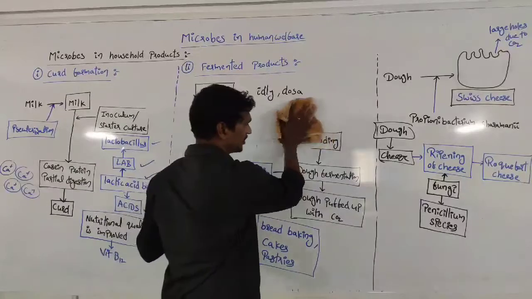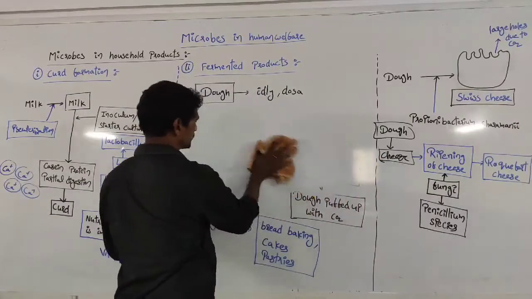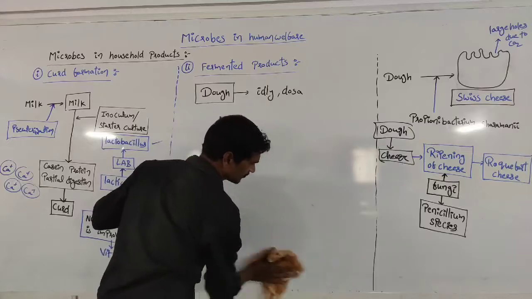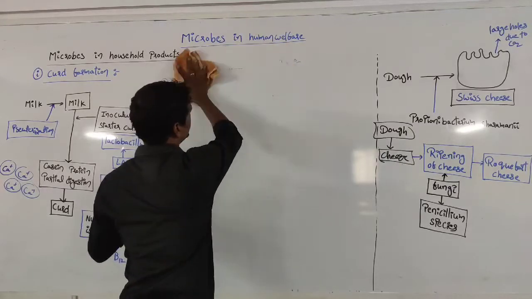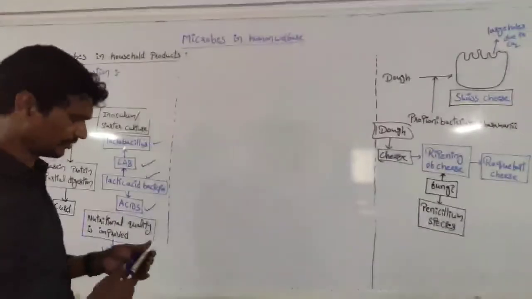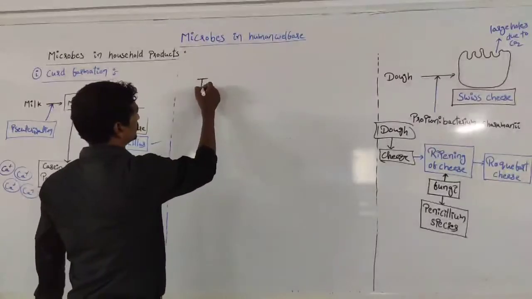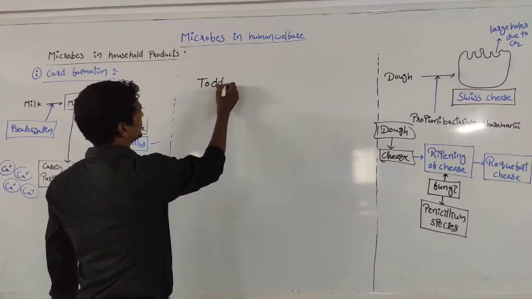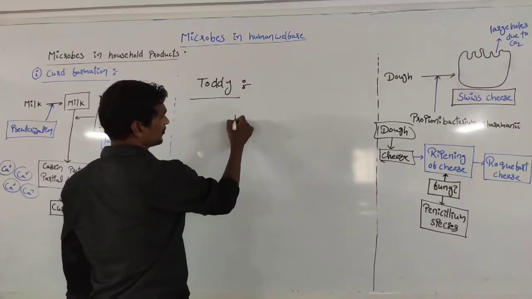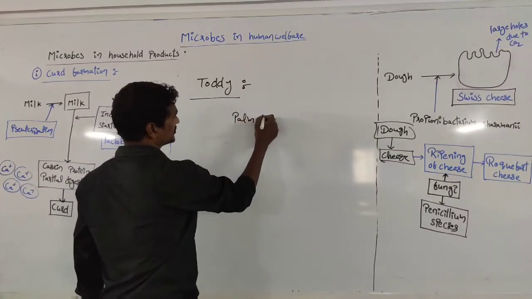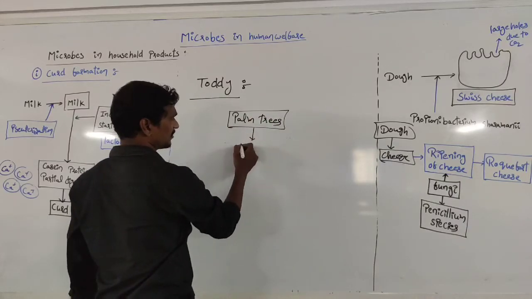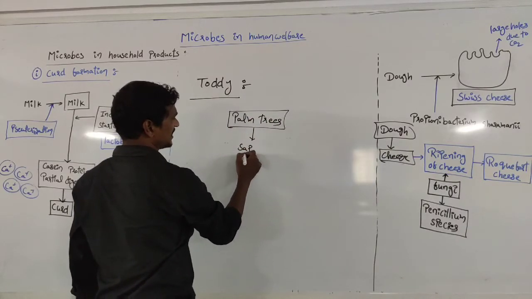And see, this is one of the household fermented drinks. I thought most of the people know about this one, expecting toddy. The product name is called toddy. We know about the palm trees. Whatever palm tree inflorescences are there, we are collecting the sap.